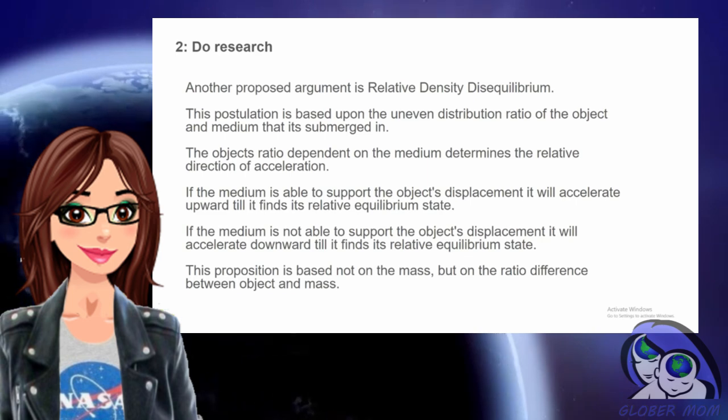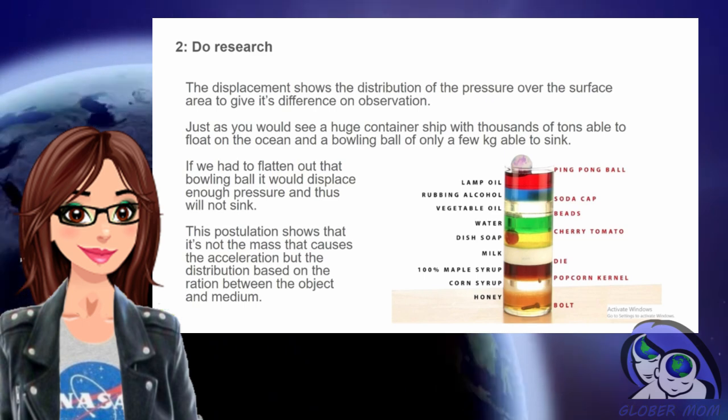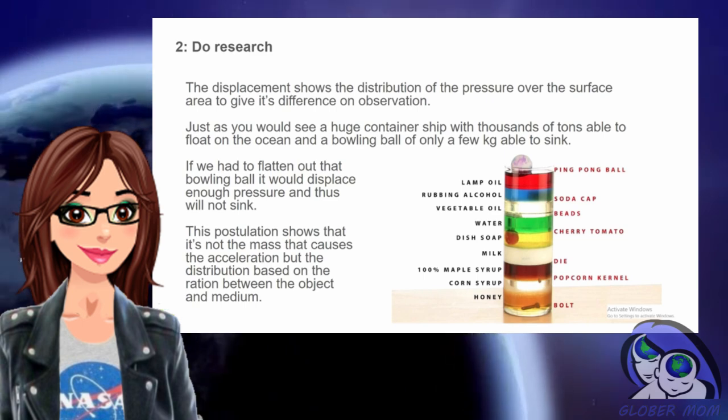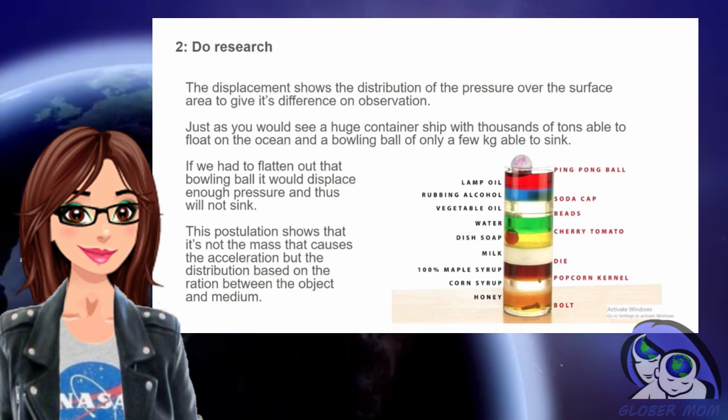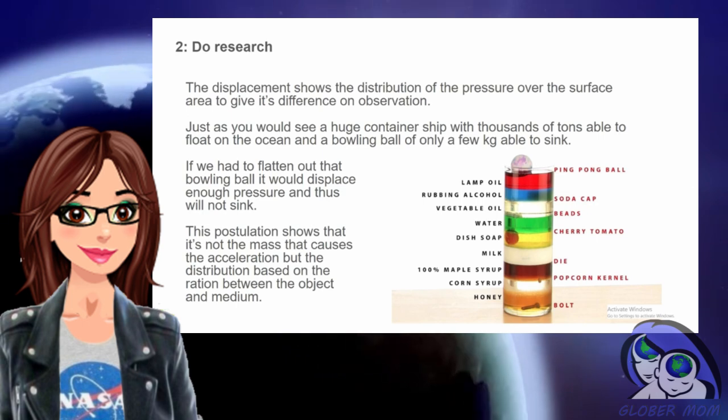This proposition is based not on the mass, but the ratio difference between the object and the medium. So in other words, the displacement ratios. The displacement shows the distribution of the pressure over the surface area to give its difference on observation. Just as you would see a huge container ship with thousands of tons able to float on the ocean, and with a bowling ball only a few kilograms able to sink.